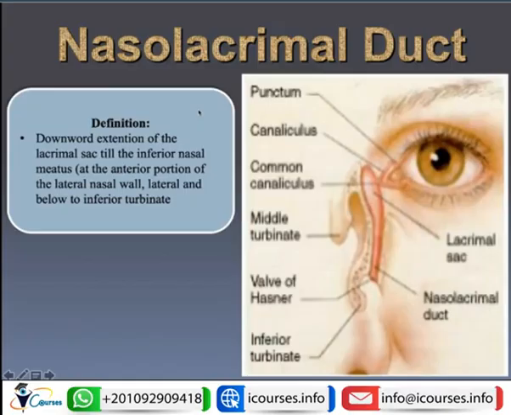Finally, the final part of the lacrimal apparatus is the nasolacrimal duct. The nasolacrimal duct is a downward extension of the nasolacrimal sac to the inferior meatus. It opens into the inferior meatus, which is below the inferior turbinate of the nose, and it is guarded by the valve of Hasner. So don't confuse the valve of Hasner at the opening of the nasolacrimal duct with the valve of Rosenmuller between the common canaliculus and the lacrimal sac.